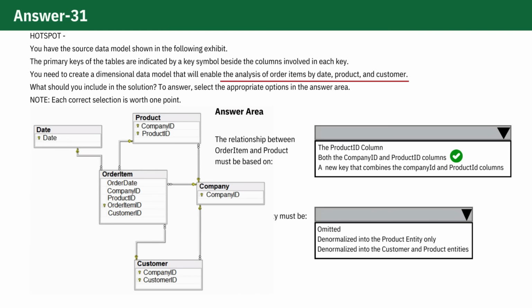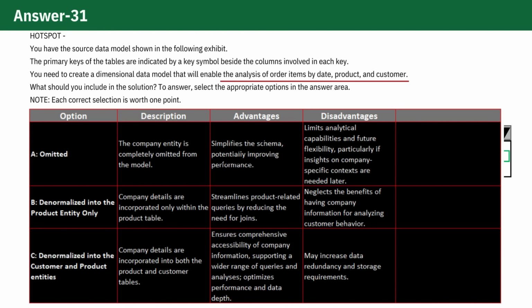Option C, denormalized into the customer and product entities. This is the most comprehensive approach. It ensures that company details are accessible across both the product and customer dimensions, supporting a wide range of queries and analyses. This method not only enhances the model's flexibility, but also ensures that all necessary information is readily available, thus optimizing both performance and the depth of analytical insights.